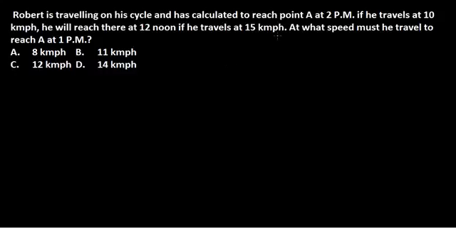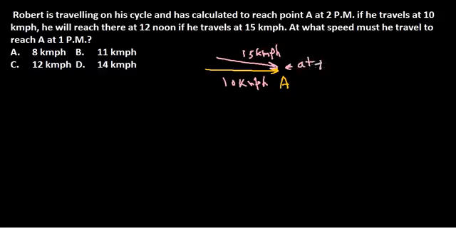In this kind of problem, remember what is given. From a point, they give us a destination, which is point A here. Robert can reach destination A at a particular speed, in this case 10 kmph. That speed can also be 15 kmph, and if he uses 15 kmph, he reaches 2 hours earlier. At what speed must he travel to reach point A at 1 p.m.?